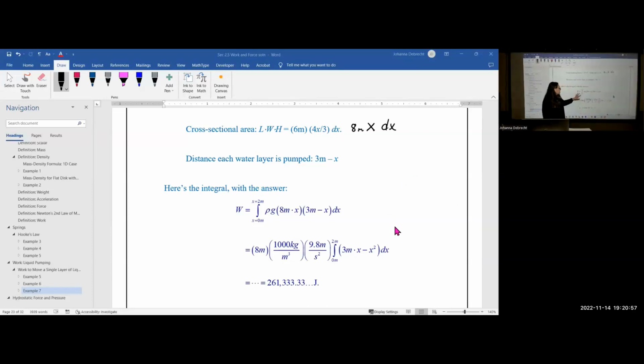So you can see that I went ahead and just put everything in right here. Notice that we did have this X here. The 8 meters is a constant, rho is a constant, G is a constant. They can be pulled to the front. But X times 3 meters minus X, those all depend on X. They have to stay in the integral. And so that gives me 3 meters X minus X squared. And when you integrate after doing all the work, you end up with 261,333 and a third joules.